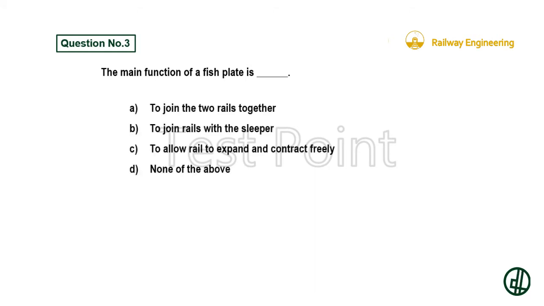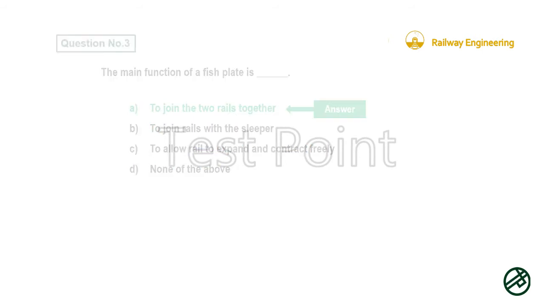Question number 3. The main function of a fish plate is: option A, to join the two rails together. Option B, to join rails with the sleeper. Option C, to allow rail to expand and contract freely. Option D, none of the above. Answer is option A, to join the two rails together.